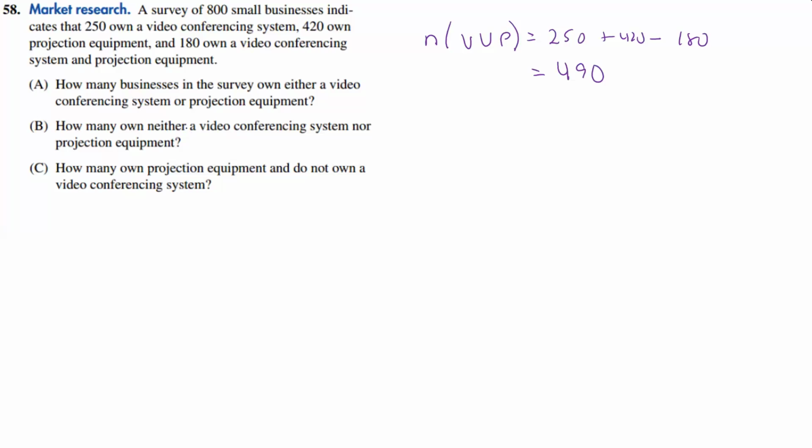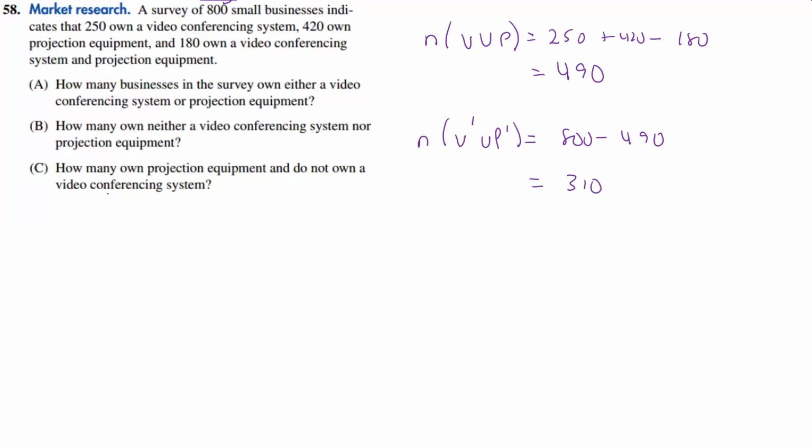Now, how many own neither of them? Okay. Well, how many are total? Well, we know that 800 are in all together. So if we take the number in D not union P not, that's going to be what? Well, the total, 800, minus the number in the union, which is 490. And if we subtract those, that's 310. Okay.